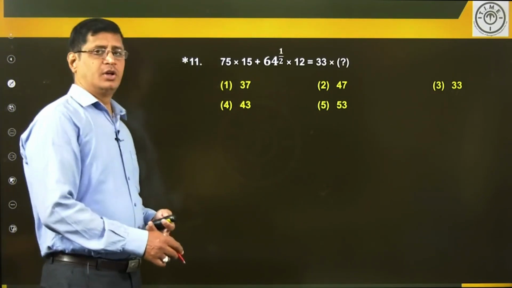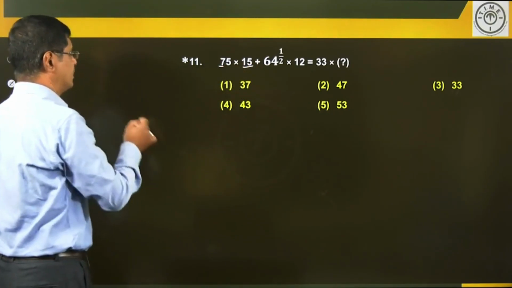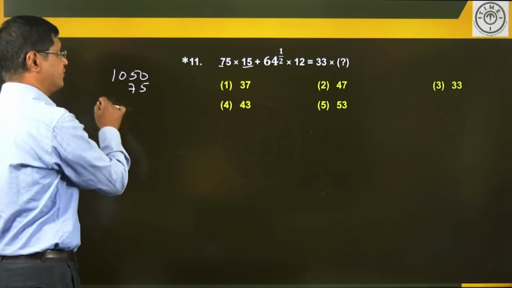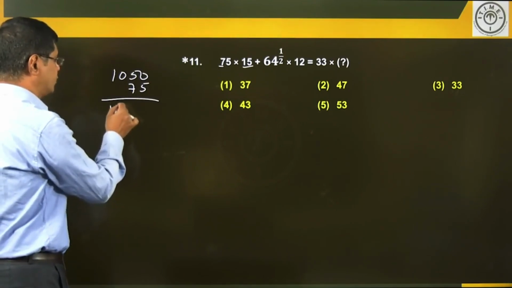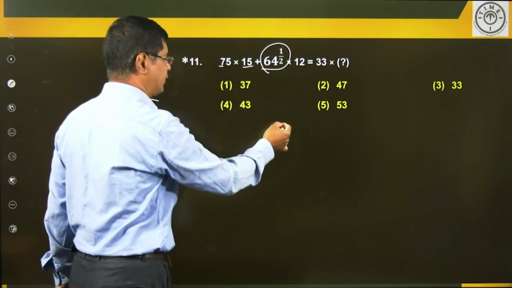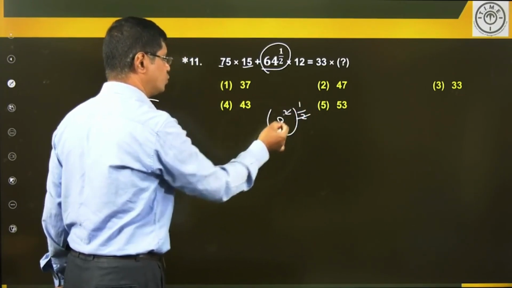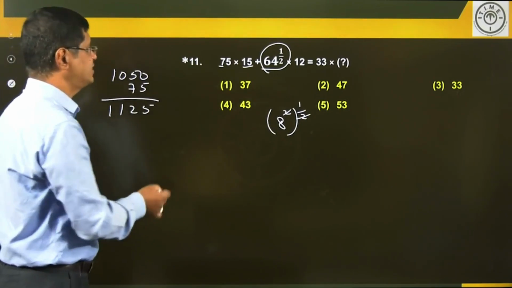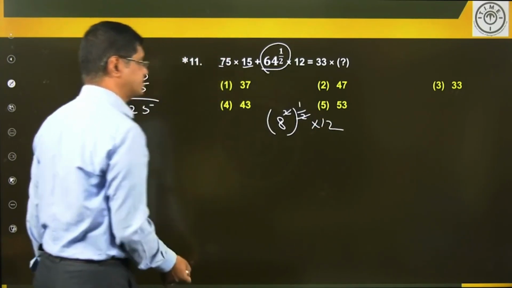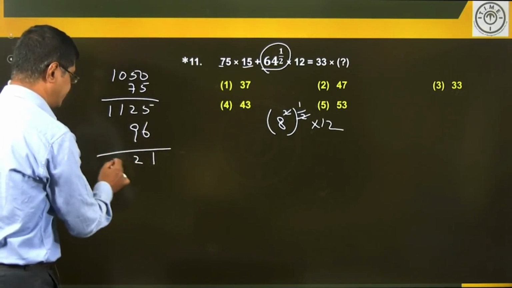Now, look at the next example. 75 into 15. 7 times of 15, that is 1050. 5 times of 15, that is 75. By adding this, we get 1125. 64 whole power 1 by 2 means 8 square is 64. So, 8 square whole power 1 by 2. 2 gets cancelled. The result is 8. 8 into 12 means 96. So, 96 when you add. So, what is the result here? The result is 1221.